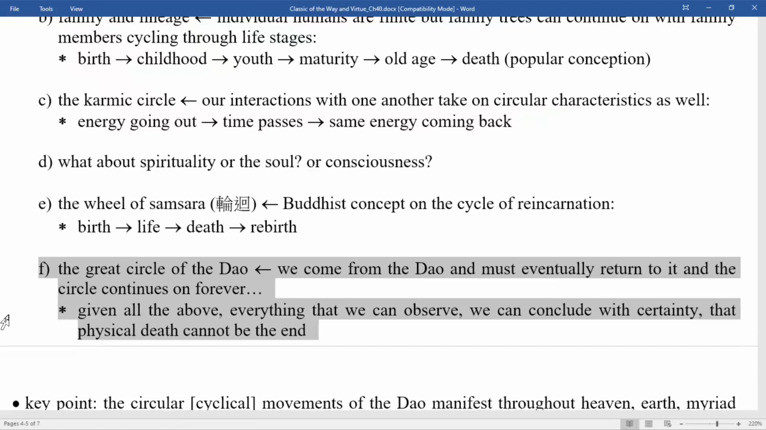But we also know that all things must return to the source, to the essence. So 万物归一本, that's also from the last chapter. All things must eventually return to the Tao, and then the cycle repeats. After all things return to the essence, the essence gives rise to all things again, and then all things return to the essence, and it continues. Given all of the above, everything we can observe at the heaven level, the earth level, the myriad things level, and our human level, we can conclude with certainty that physical death cannot be the end. So that's the point on family and lineage: death is not the end.